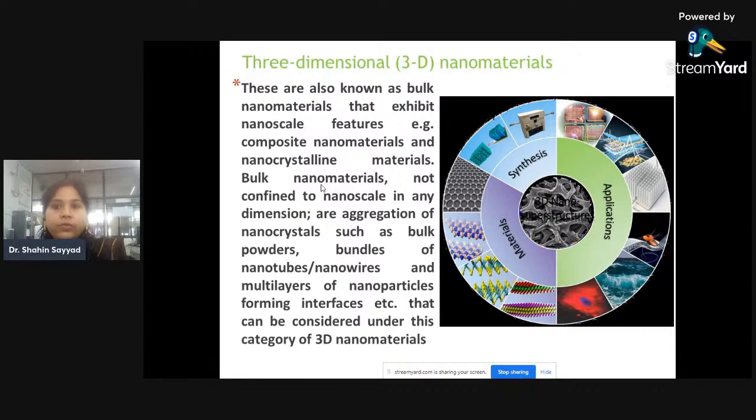In this, we are not confining all three dimensions to the nanoscale. They can be beyond the nanoscale, but the small constituent of that particle or material should be in the nanoscale. It is an aggregation, a group of nanomaterials. We arrange layer by layer, then it becomes a thick layer that may be in the micrometer range. Can it be called a bulk material? No, it is a three-dimensional nanomaterial because the individual constituent has a nanometer size. Now it is clear why we classify materials on the basis of dimension: they have different applications.